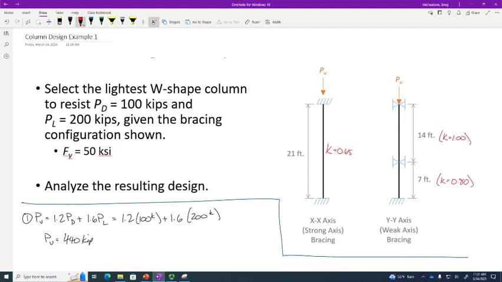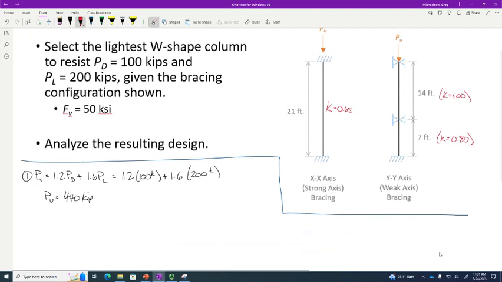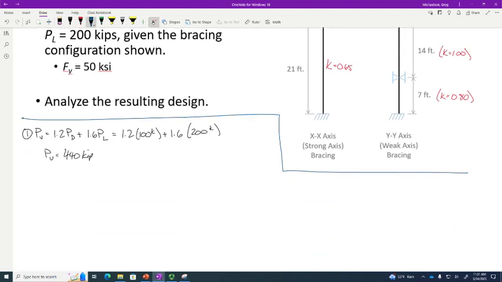If I'm looking at the y-axis, which segment do I need to worry about? The upper one, 14. It's the larger K value and it's the larger segment. I don't care what column we pick, it's going to be the most slender. For the x-axis, we really only have to worry about the 1. Let's find the largest KLX and KLY.